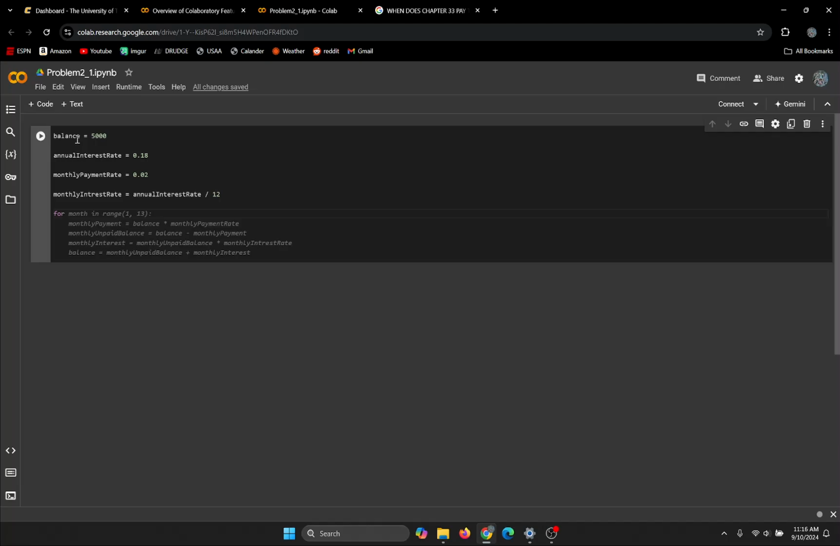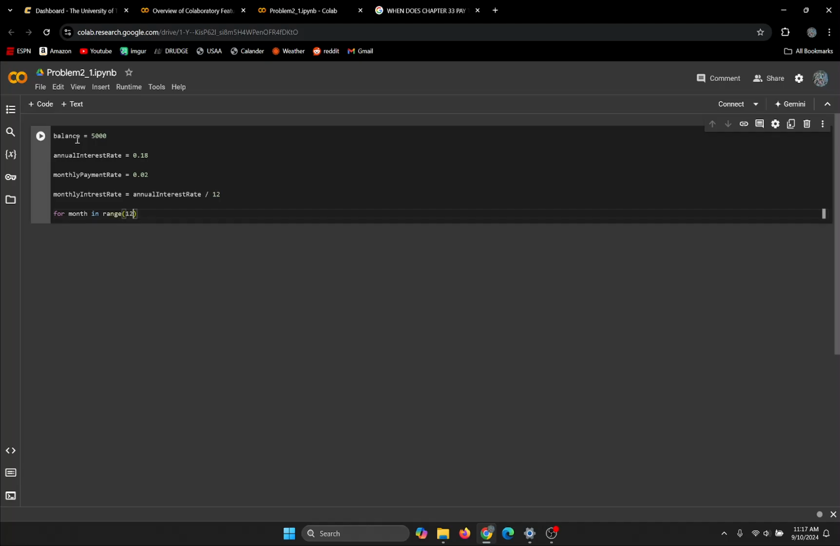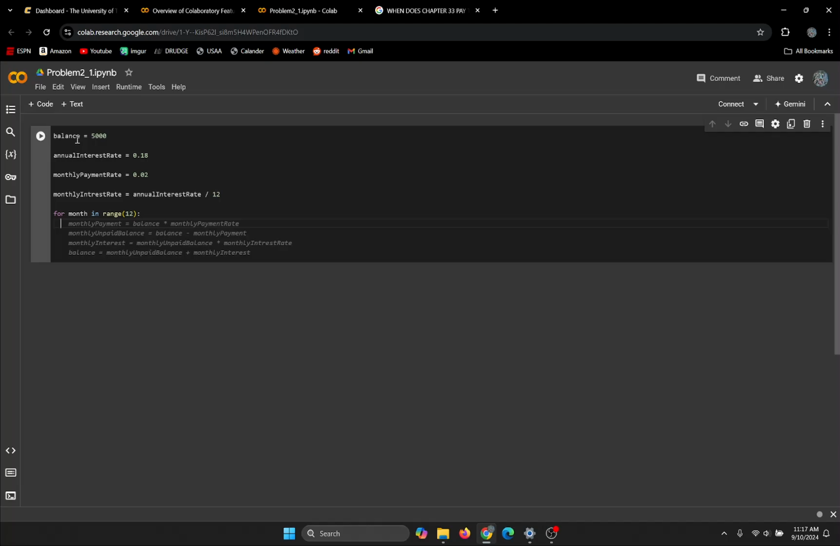I think it auto-populated everything. I'm going to type it out, but I think that looks good. I'm going to go through it in my head though. So for month in range 12, let's do that. This is going to be a loop that cycles through 12 times, because to know what the balance is at the end of the year, it has to iterate through this loop 12 times.